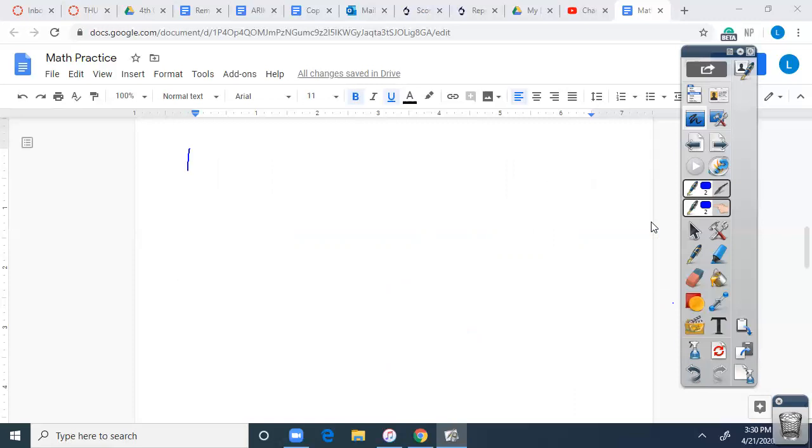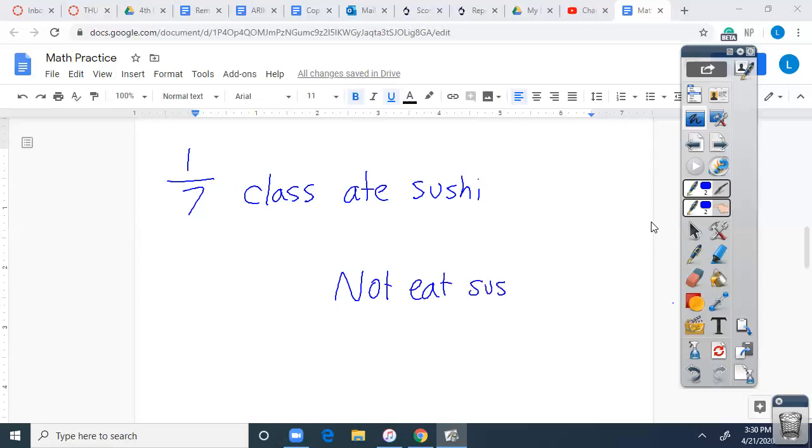Okay, let's say 1/7 of the class ate sushi, because I know Finn likes sushi. So 1/7 of the class ate sushi. Not percent, 1/7, that's the fraction of the class that ate sushi. What fraction of the class did not eat sushi?